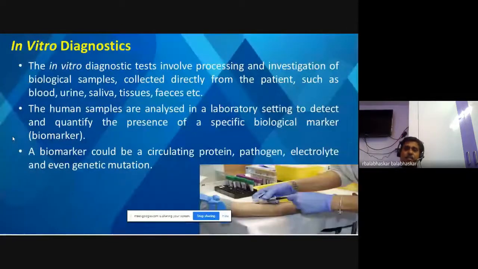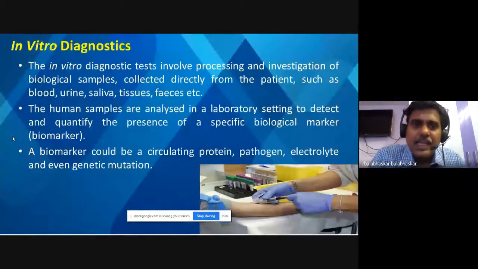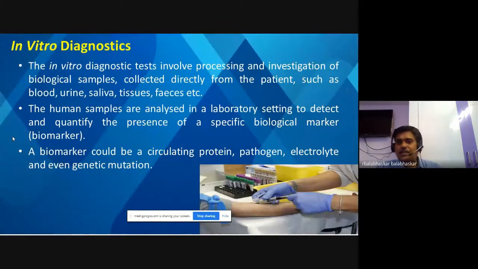And then when you talk about in vitro diagnostics, they involve processing and investigation of biological samples collected directly from the patient, such as blood, urine, saliva, tissues, feces, etc. So these human samples are analyzed in a laboratory setting to detect and quantify the presence of a specific biological marker. So I hope you understand what is a biological marker.